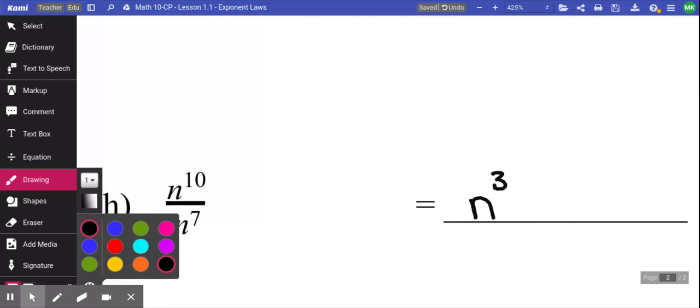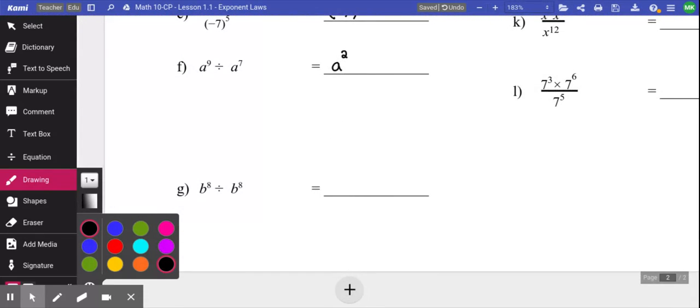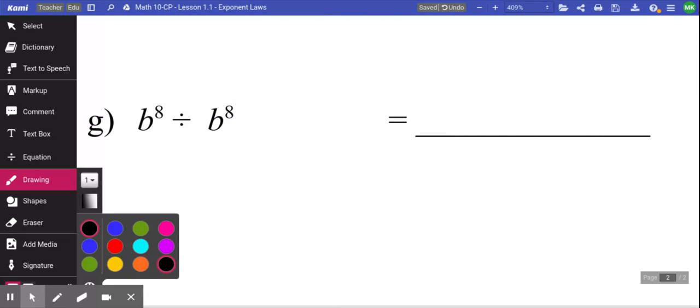Oh, did I miss one? Yeah, G. Oh, it's way down here. Oh, and that's a good one. I needed that one too. I was looking for one. Oh, I know there's another hard one there.